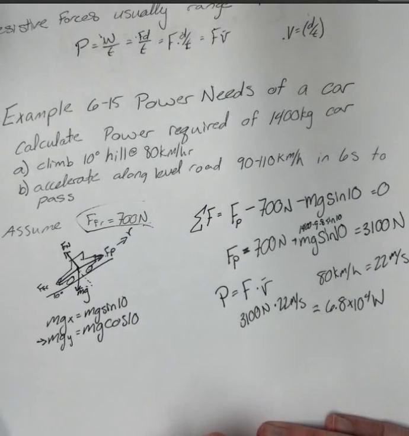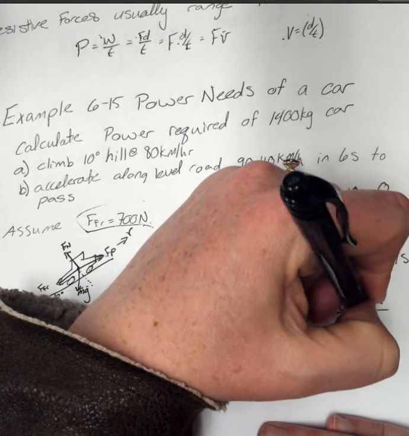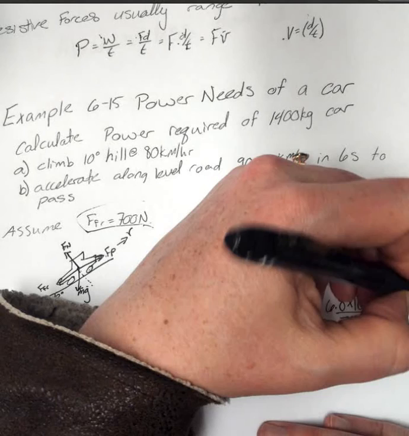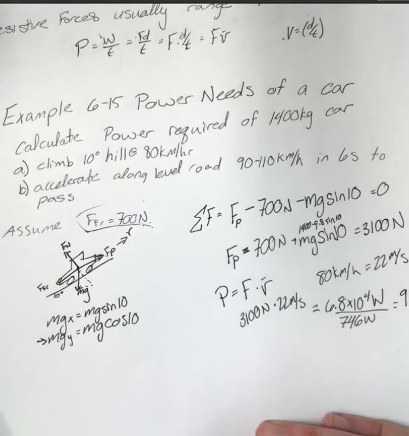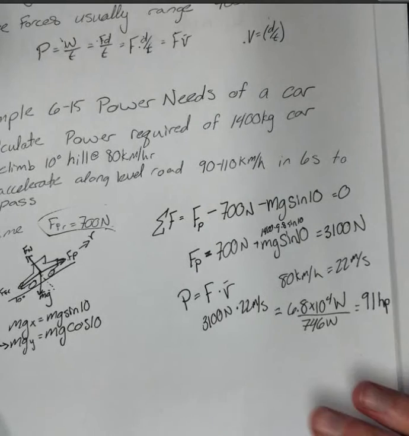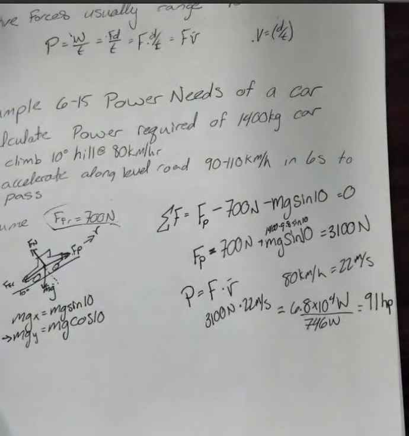If I wanted to know what that was in horsepower, I'd have to divide it by 746 watts per horsepower, which would give us 91 horsepower. So this engine's pretty much something. It can apply the power of 91 horses to get up that hill. And think about it, it's so much less of a cattle drive. So that's for going up a hill.